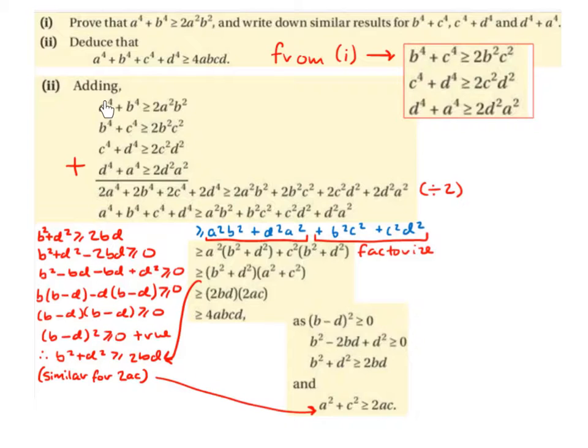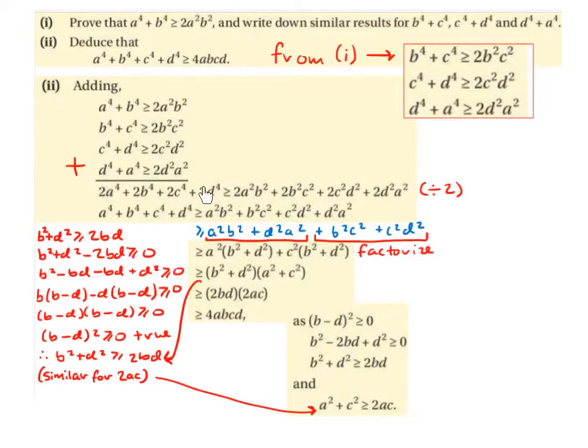So a to the power 4 plus a to the power 4 is 2a to the power 4. B to the power 4 plus b to the power 4 is 2b to the power 4. C to the power 4 plus c to the power 4 is 2c to the power 4. D to the power 4 plus d to the power 4 is 2d to the power 4. And then we have our inequality symbol, then 2a squared b squared plus 2b squared c squared plus 2c squared d squared plus 2d squared a squared.